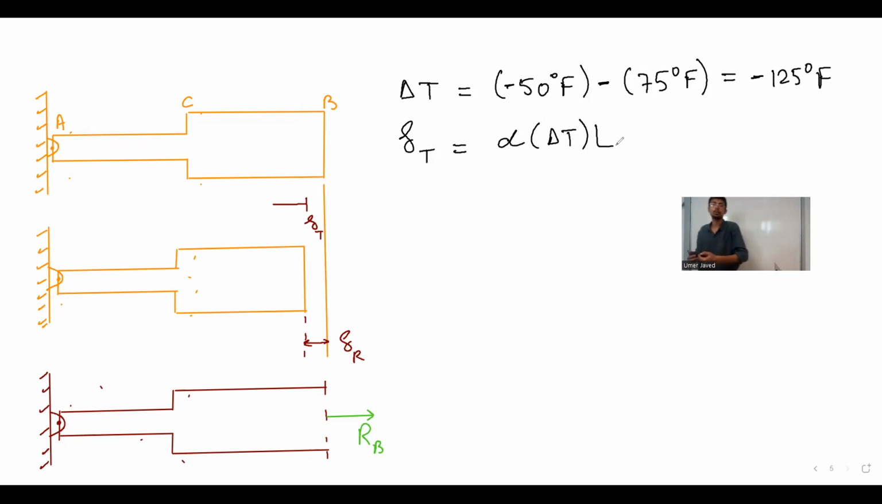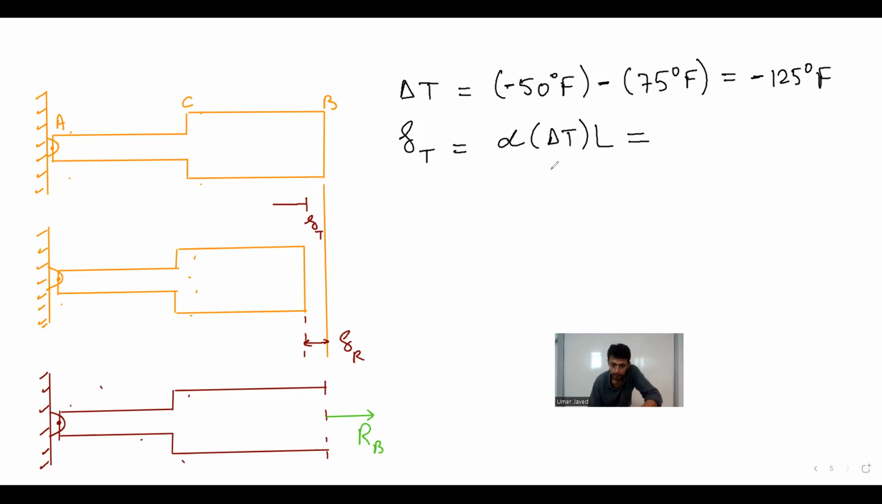Many students ask why the formula is like this. If a material has greater alpha, then definitely you will have more change in length. If a material already has big length, then there will be subsequently more change in length. And if you have greater change in temperature delta T, the change in the dimension of the object will also be more. So the change in dimension because of temperature change depends on the material property alpha, the change in temperature, and the original length of the object. Why don't you do the number crunching and finish the question?